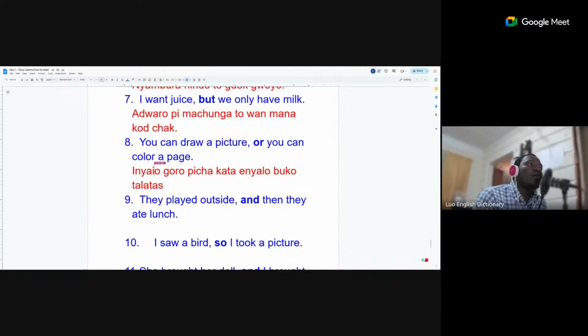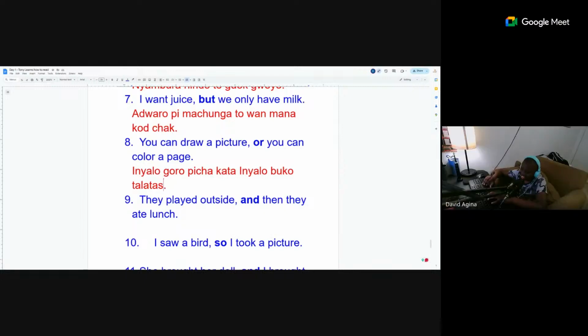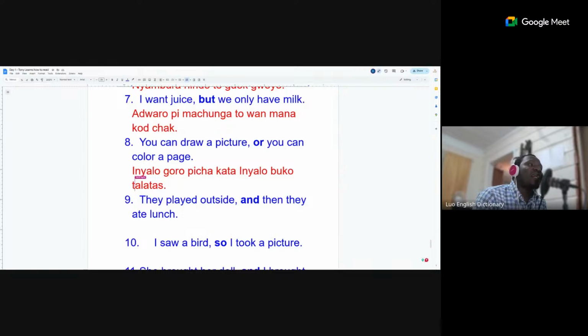Inyalo. Yes. Goro picha. That's correct. Kata, inyalo, inyalo. Inyalo buko kalatas. Kalatas, not kalatas. Kalatas. Yes, like that.